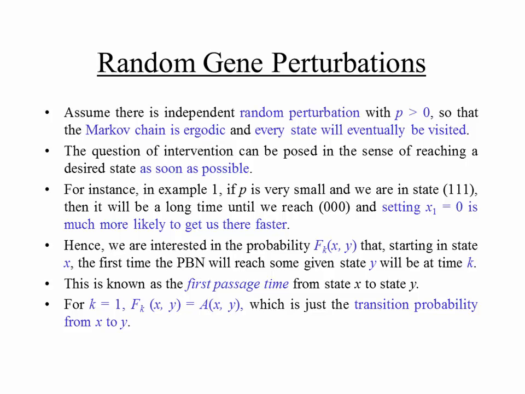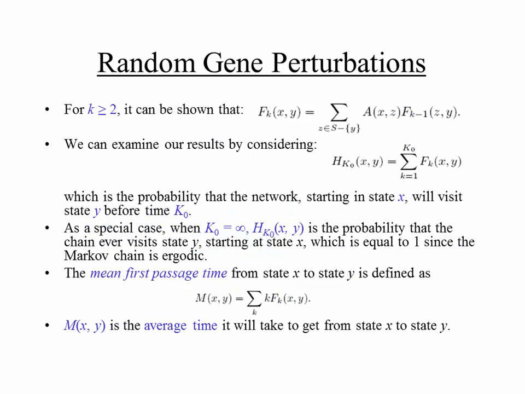If k happens to be 1, then this is nothing but the transition probability. This is telling you the probability of going from state x to y in one time step. Okay. So now, you can actually examine your results by considering this following function, h_k0(x,y).